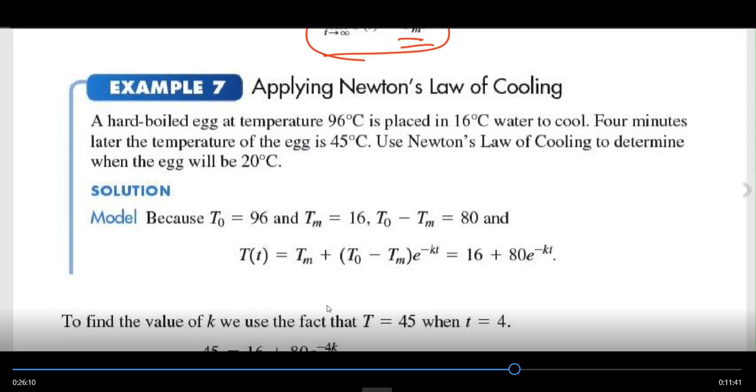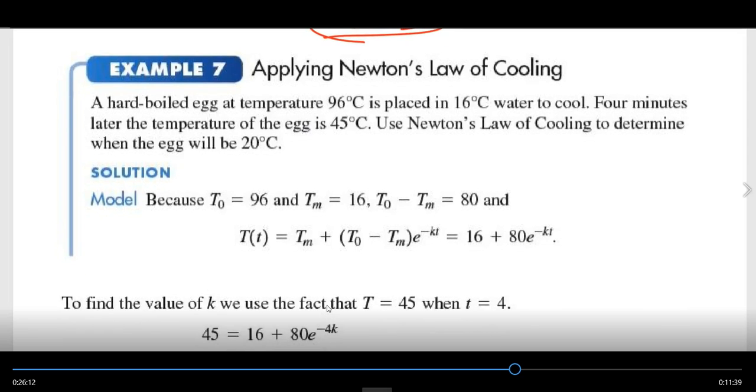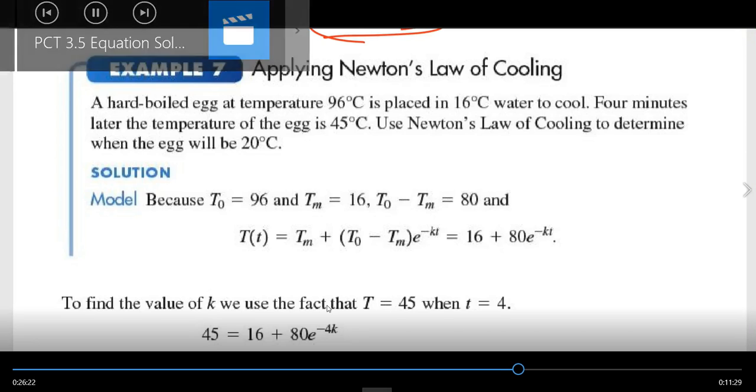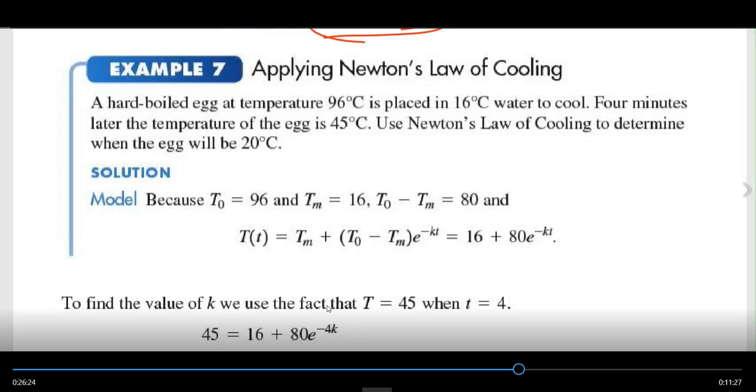Here's an example that I copied some of, but not all of, because I wanted to work some of it out with you. A hard-boiled egg at temperature 96 degrees Celsius is placed in 16 degrees Celsius water to cool. 4 minutes later, the temperature of the egg is 45. Use Newton's law of cooling to determine when the egg will be 20.